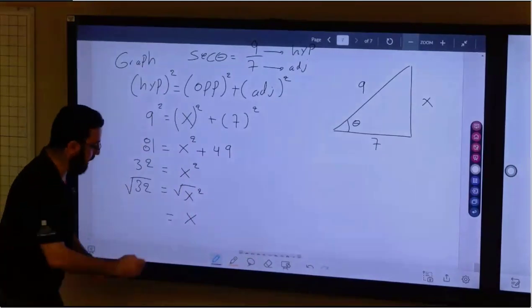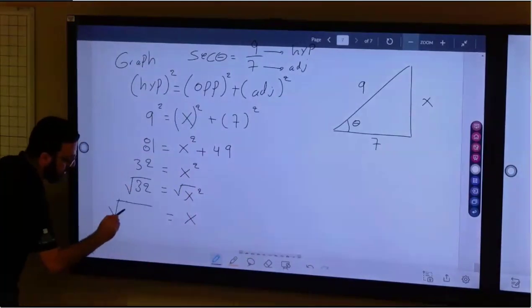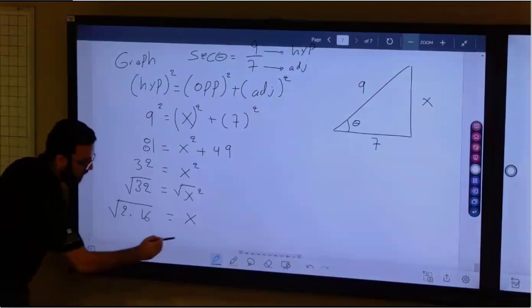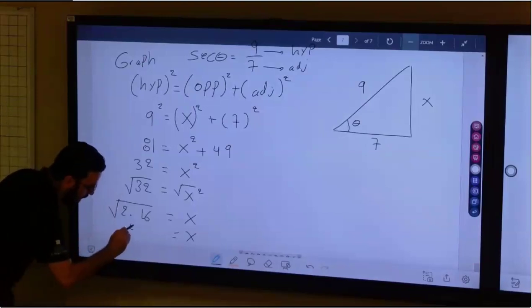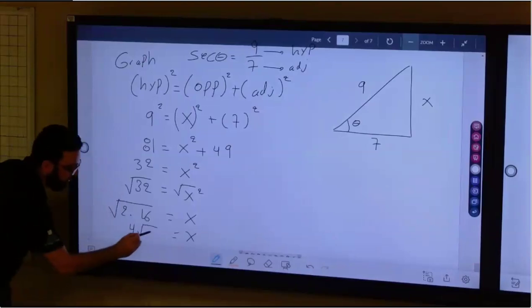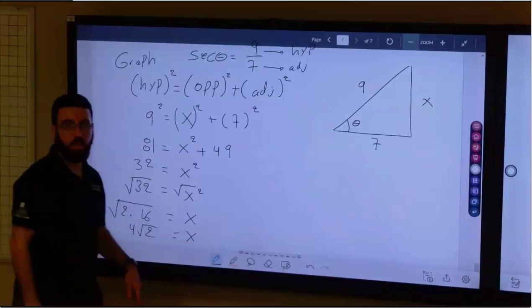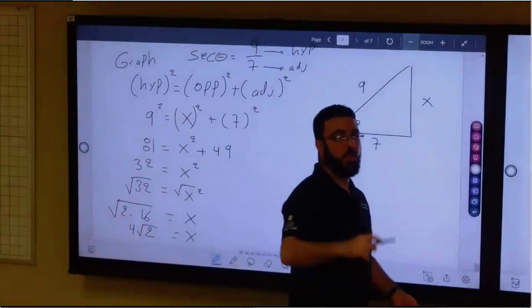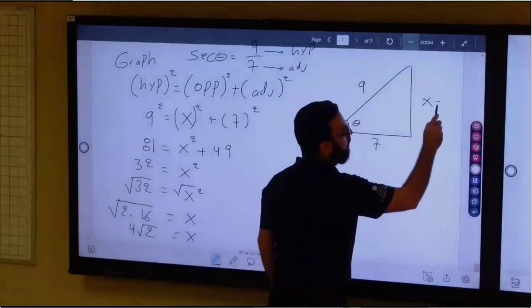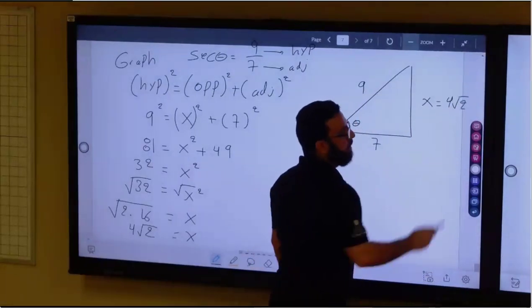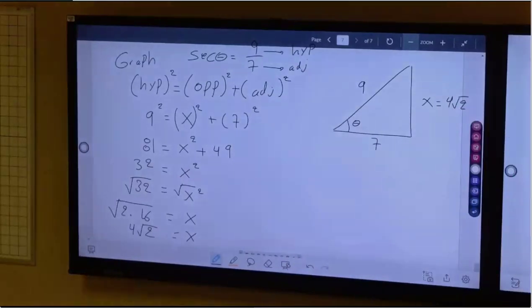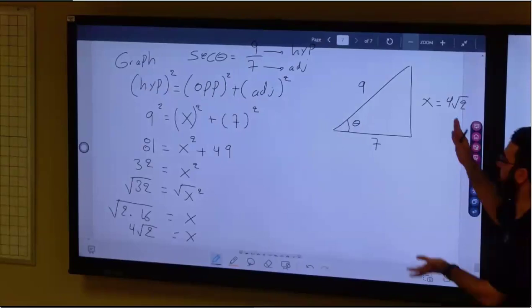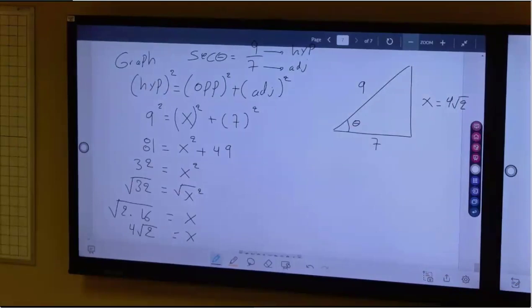So X equals, what's the square root of 16? 4, it's going to be out of the root. Do you have a square root of 2? Keep it. You got it? So now this side equals 4 square root of 2. Now can you find the sine, the cosine, the tangent, the secant, the cosecant? Can you find all these 6 different functions? Yes, because I already have the triangle sides. You got it?